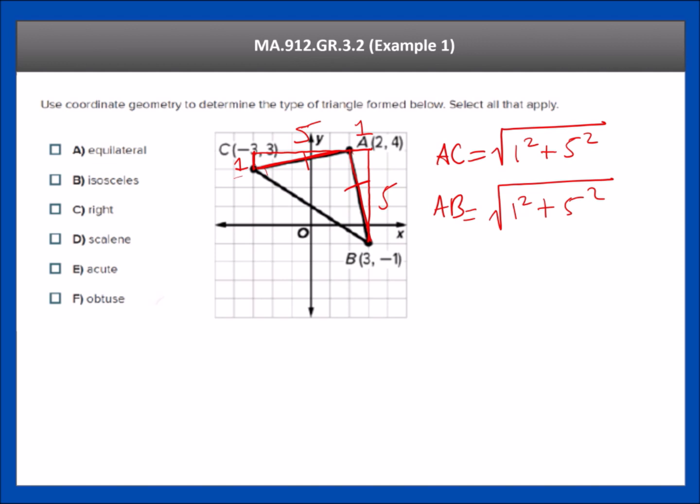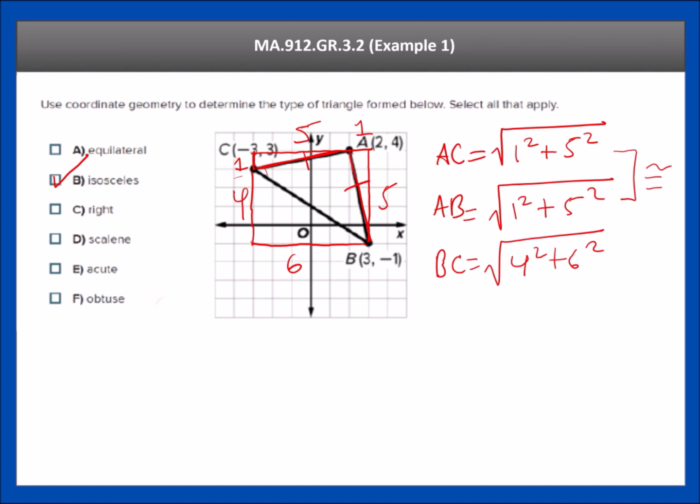Now let's go ahead and do CB. Let's see, 1, 2, 3, 4, 5, 6 over, 1, 2, 3, 4 up. So for CB or BC, I get square root of 4 squared plus 6 squared, which is clearly not the same. So these two are congruent, they're the same, but neither is congruent to BC. Therefore, this is an isosceles triangle, right? Two sides are congruent, and the other side is not congruent to the other two.